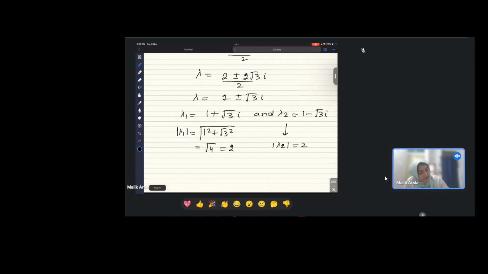So here we can say lambda 1, lambda 2 are greater than 1, so the system is locally unstable at 0, 0. So it's point dependent, right? At this point it is unstable, at a different point it can be stable as well.